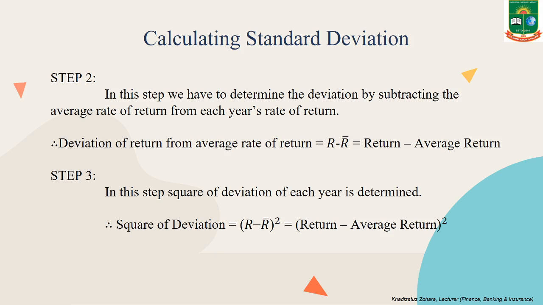In third step, square of deviation of each year is determined. How? Square of deviation equals R minus R bar whole square. That means return minus average rate of return whole square. In each year's return, we have to subtract average rate of return and then we have to square that result.